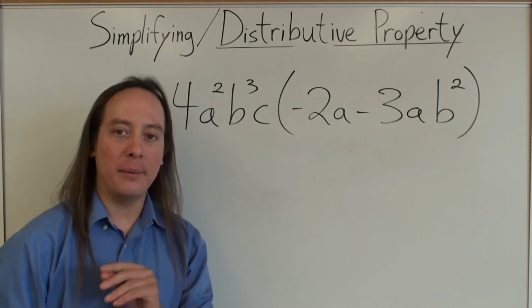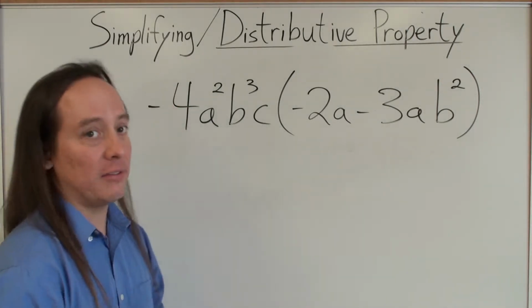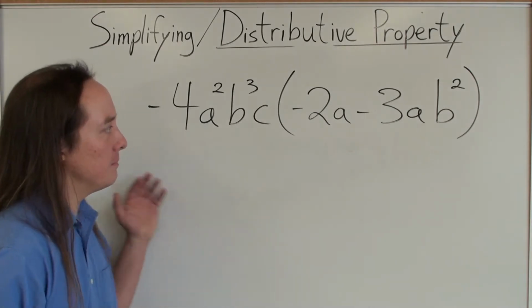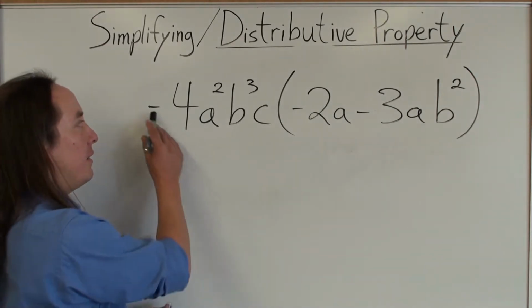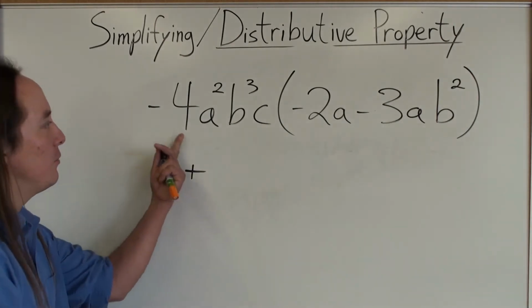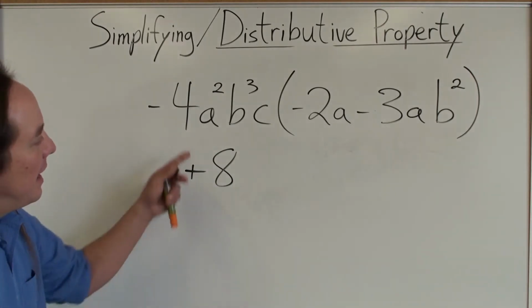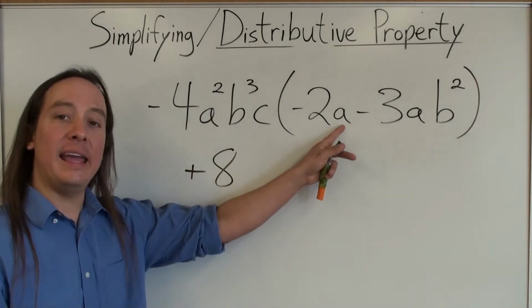And I think I've explained pretty well as far as how to do each one of these little steps in the previous videos at least. So let's get on with this one. Negative times a negative, positive. 4 times 2, 8. A squared times A.